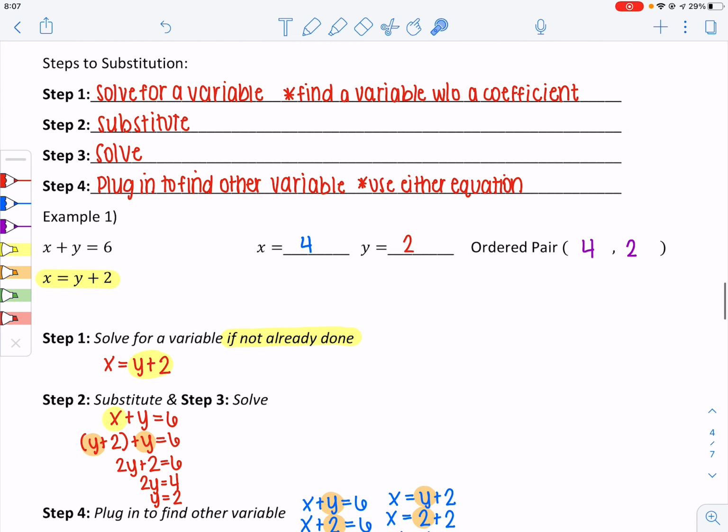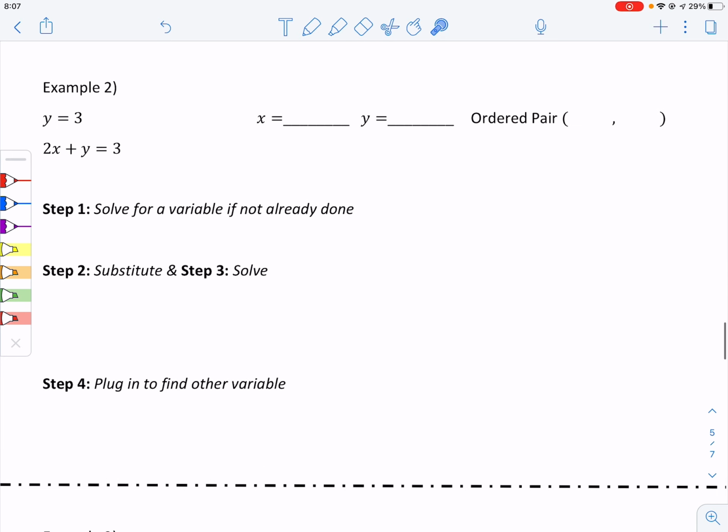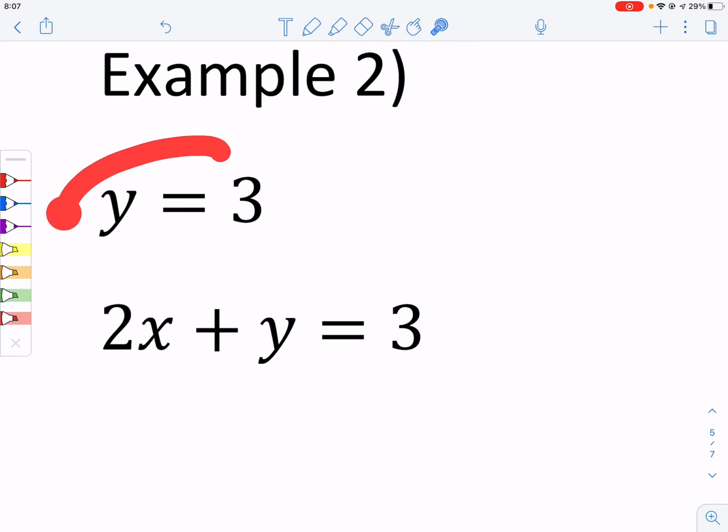All right, so let's try another one. Okay, so let's take a look at number 2. And for example number 2, again, your step 1 is to solve for a variable if it's not already done for you. Well, if you look at your 2 equations, you have y equals 3, and you have 2x plus y equals 3. You have to try to find one where the variable is already solved for you or where the variable is by itself.